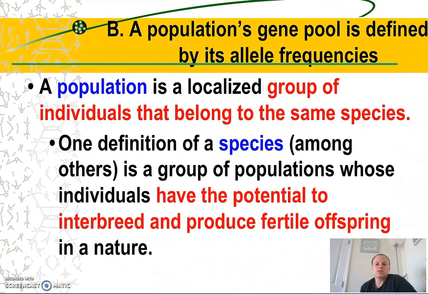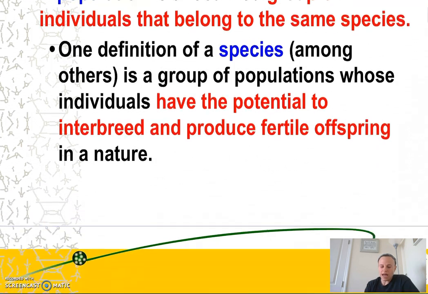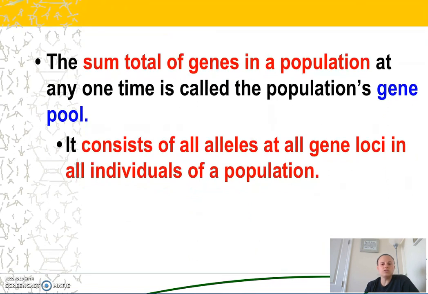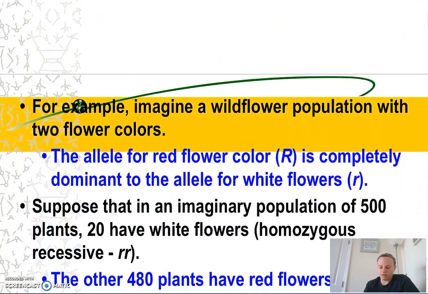So before we jump into determining allele frequencies within a population's gene pool, let's define a few key vocabulary words. A population is a group of individuals that belong to the same species, whereas species are individuals that have the potential to interbreed and produce fertile offspring. A gene pool is the sum total of genes in a population, and it consists of all the alleles at all gene loci, or loci, which means location, in all individuals of a population.